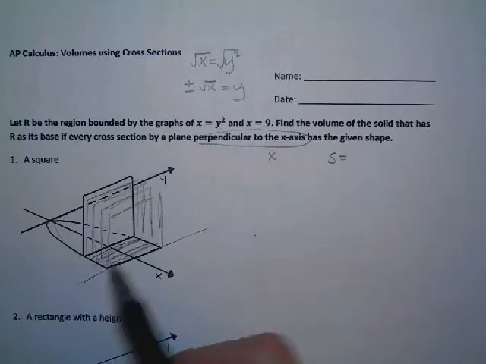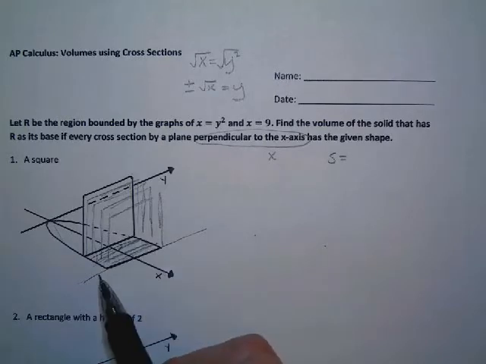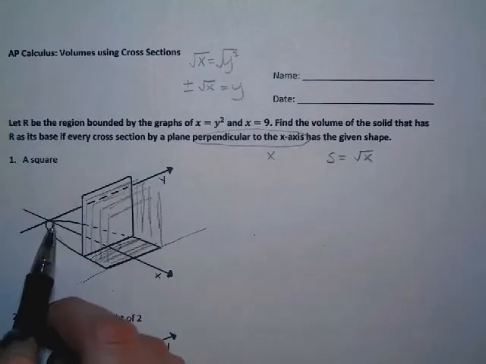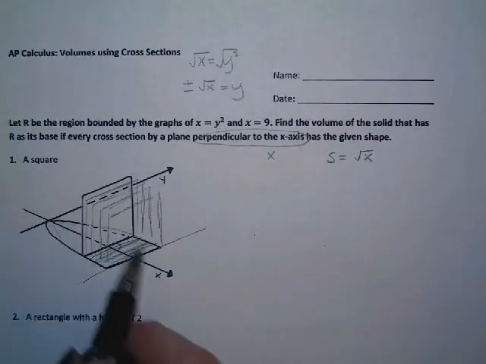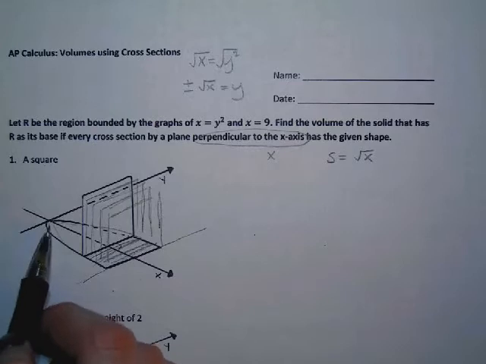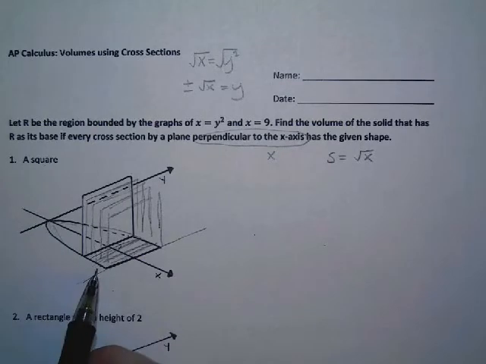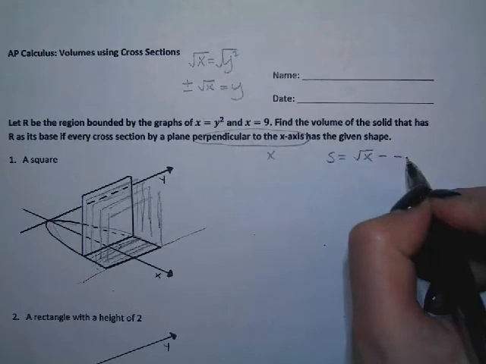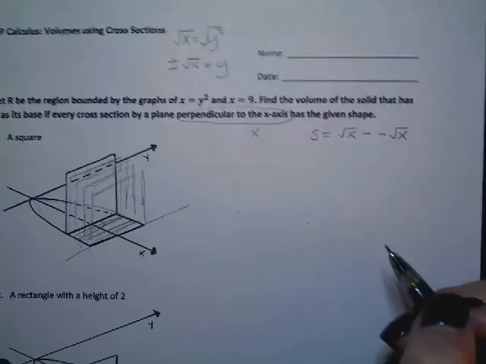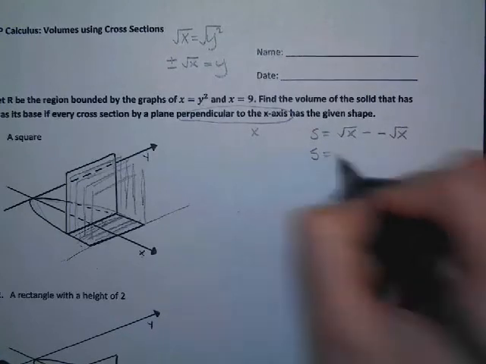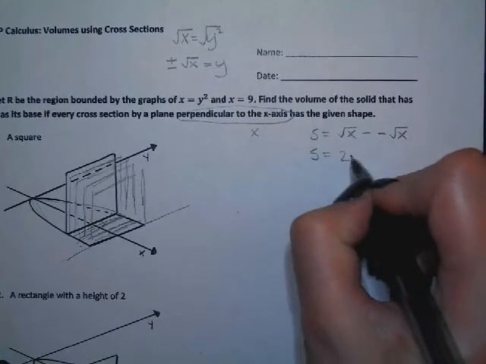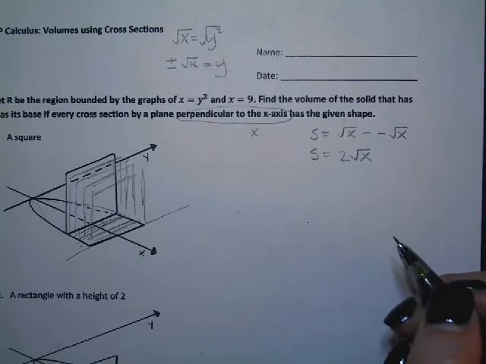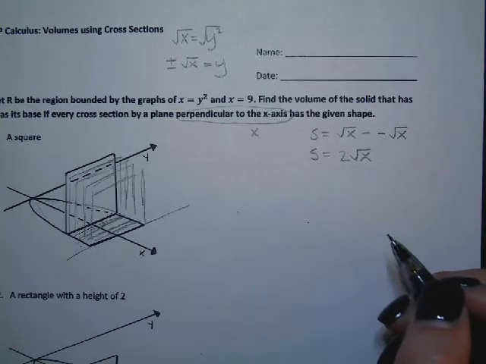You have square root x minus negative square root x. You have root x, that's your square root x curve right here, and then the bottom curve is your negative square root x curve down here. Does that make sense? So top minus bottom would be square root x minus negative square root x. So you really have root x plus root x, which is 2 square root x. So that's what our S is going to be for the entire sheet, because we're working with the same thing over and over again.